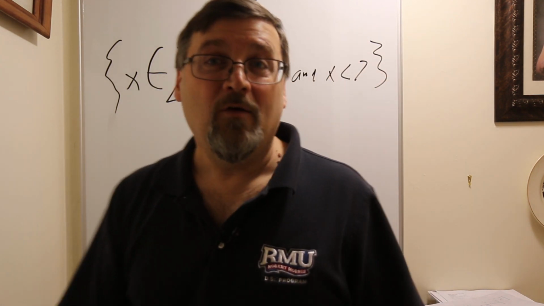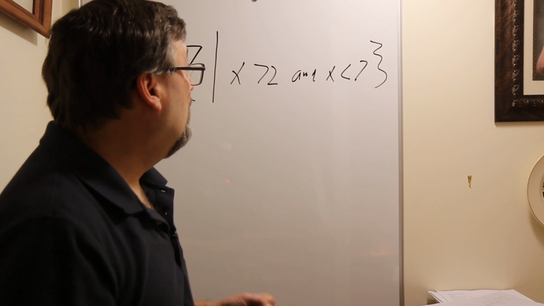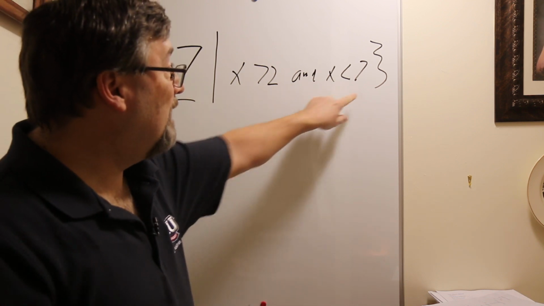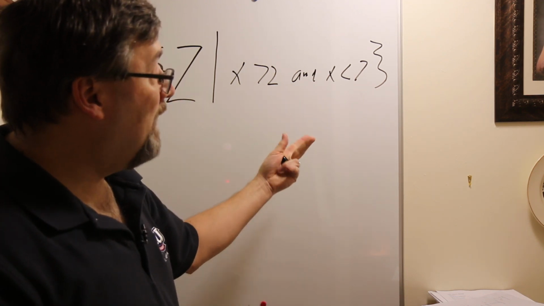So you can see how many elements we have in there. 2 is not an element, 7 is not an element, 3, 4, 5, and 6 are elements.